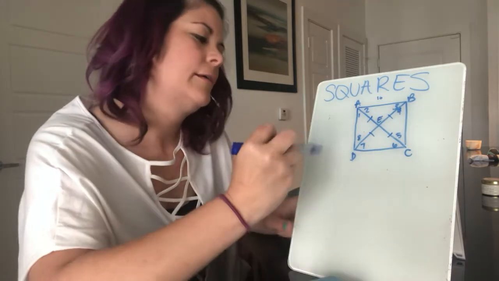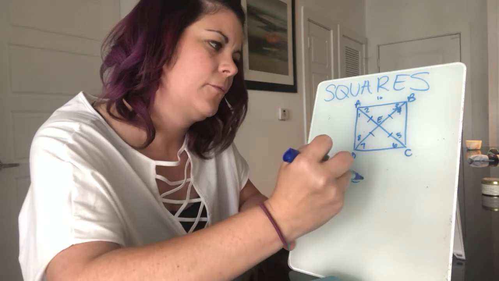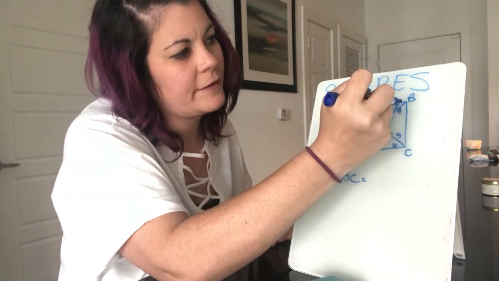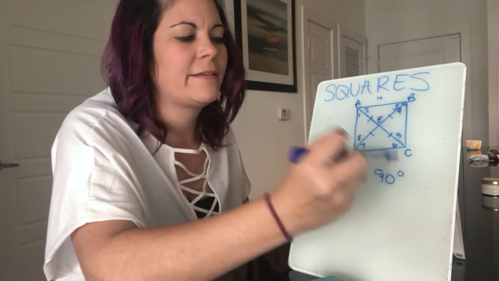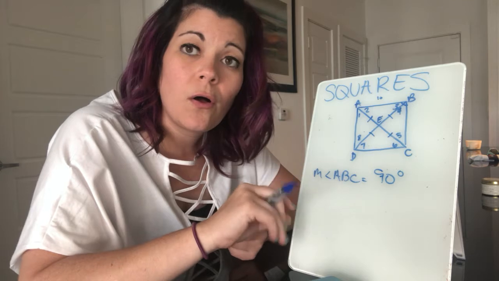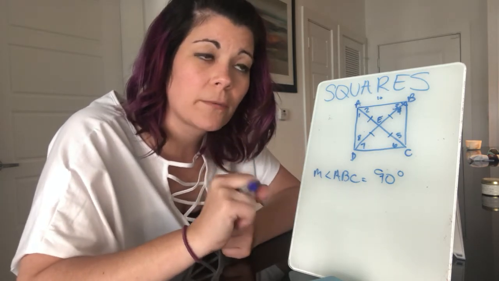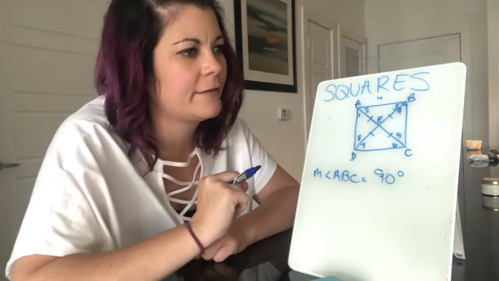And then the measure of angle ABC is what? So the measure of this angle right here, we know is 90 degrees, because the property of a square says all angles are right. So that's 90.